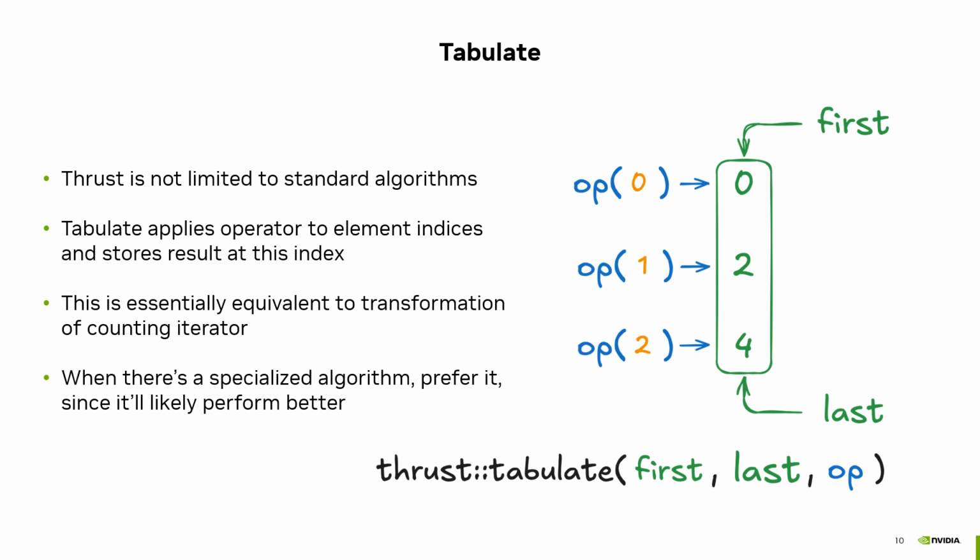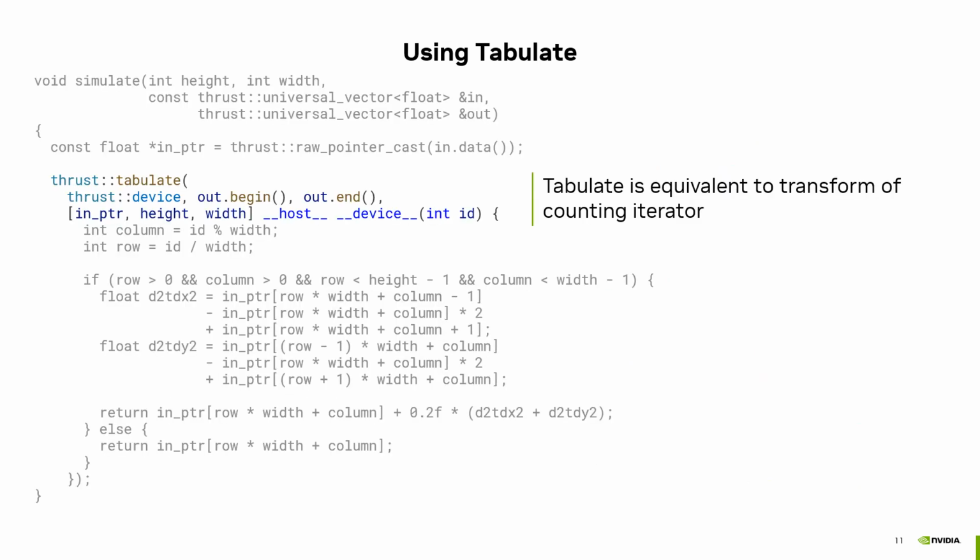Besides being more convenient, specialized algorithms like this are often more optimized. So if you spot an algorithm whose name and purpose match what you need to do, it's a good idea to use it. Let's take that next step and replace thrust transform with thrust tabulate. Notice we don't need to create a counting iterator anymore. Tabulate generates the indices internally. The rest of the code stays exactly the same, so it's a straightforward swap. This makes our intent clearer and code easier to read.